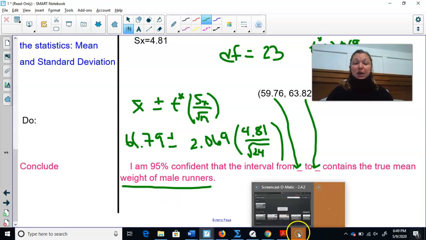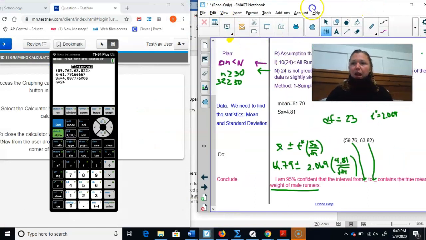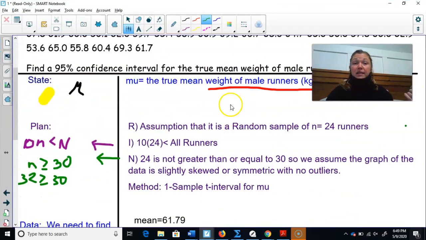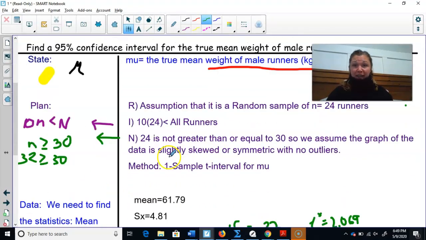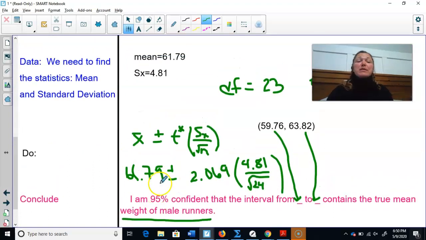All right, you guys. So what have we done today? Okay. Oh no, I lost my little timer to stop it. We'll figure it out. Okay, so what have we learned? Yesterday we learned the state and the plan. Today you learned the do and the conclude, and most importantly, how to do that on that graphing calculator, which saves you a ton of time.